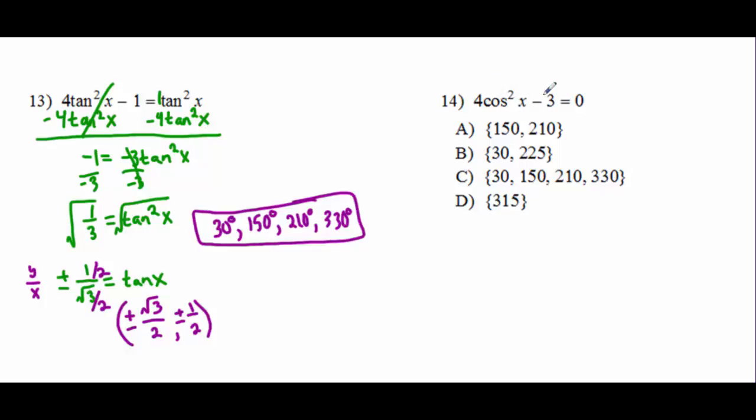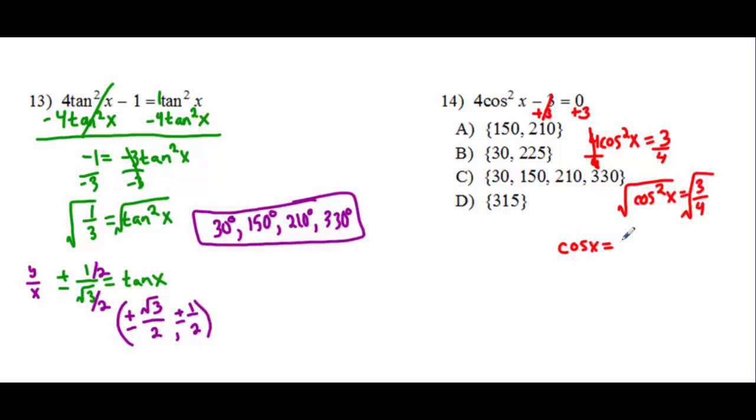This doesn't factor, or at least not very well. It's not really that helpful to factor it. As long as there's only a single cosine squared x, then it's faster and easier to just add 3 and get 4 cosine squared x equals 3, and then divide by 4 and get cosine squared x equals 3/4. Then I'm ready to square root, and so I get cosine x equals square root of 3 over 2.